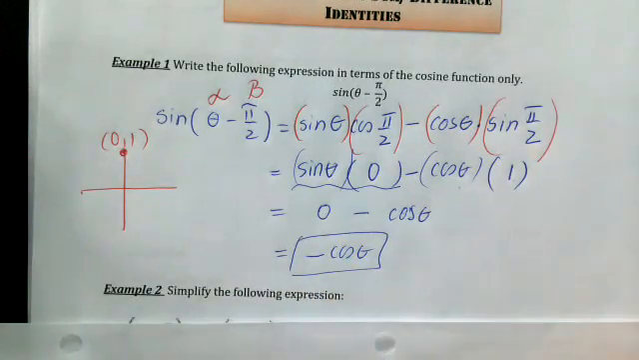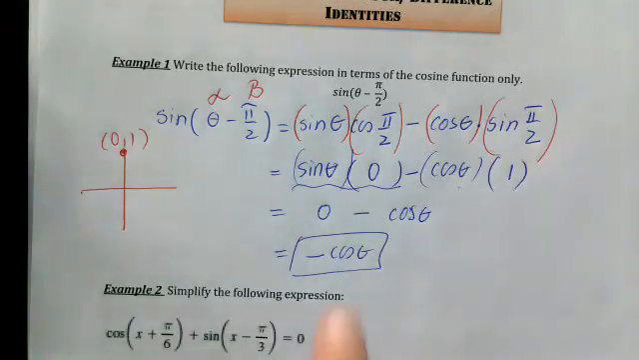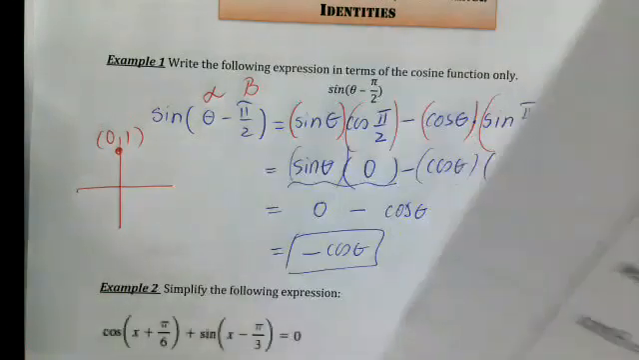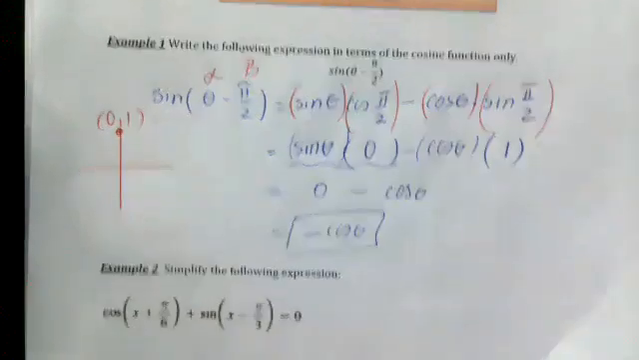Is this in terms of cosine function only? Yes, it is. It is, right? That's what it wants. It just wants you to write the expression. It doesn't have sine, doesn't have tangent, it doesn't have cosecant, it only has cosine. So as long as your final answer is only using cosine in its expression, then you're good. And of course, you haven't made any errors.